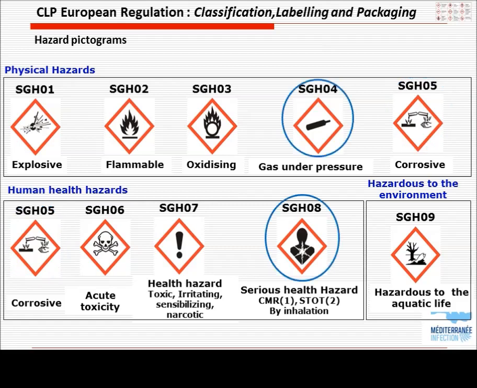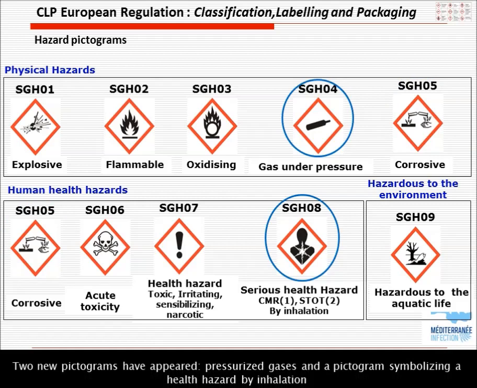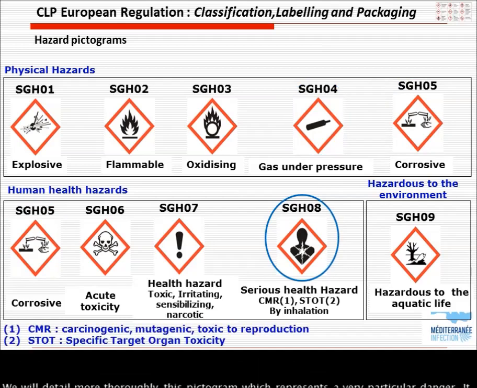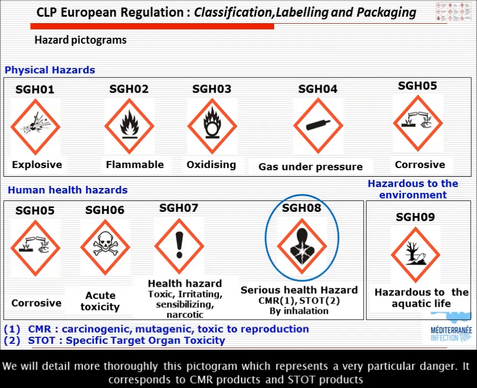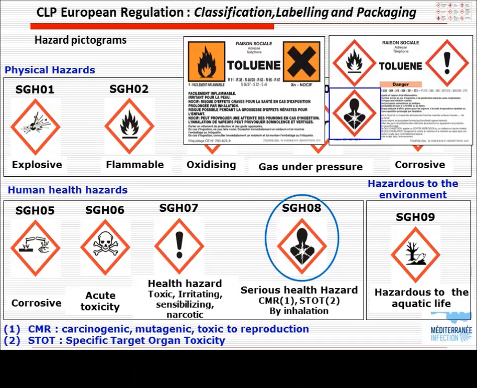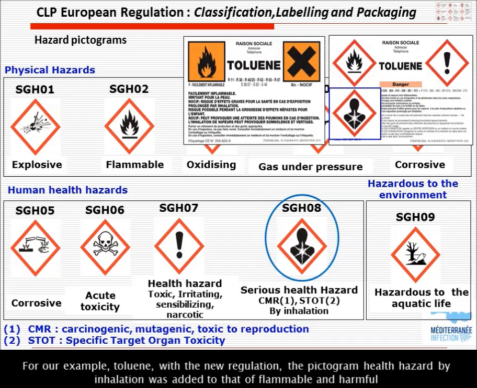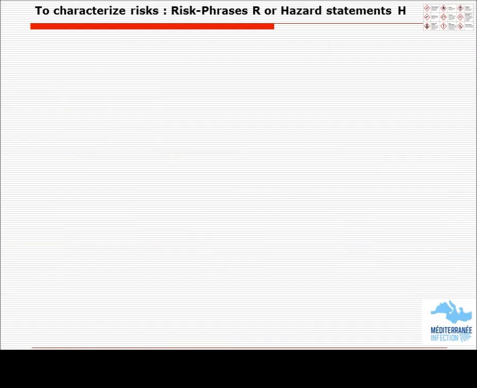2 new pictograms have appeared, pressurized gases and a pictogram symbolizing a health hazard by inhalation. We will detail more thoroughly this pictogram which represents a very particular danger. It corresponds to CMR products and SDOT products. For our example, toluene, with the new regulation, the pictogram health hazard by inhalation was added to that of flammable and harmful. Let's go back now to the codes found on the label.